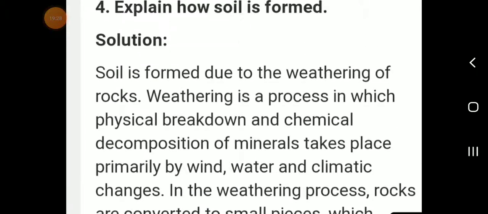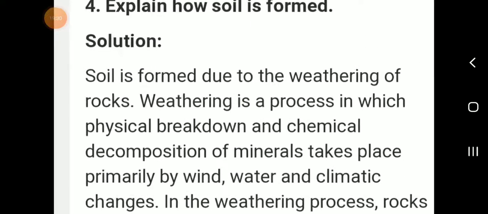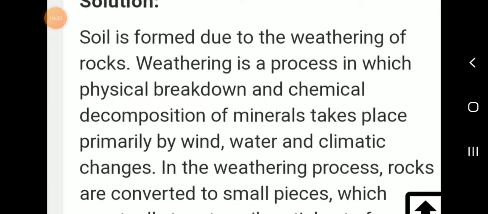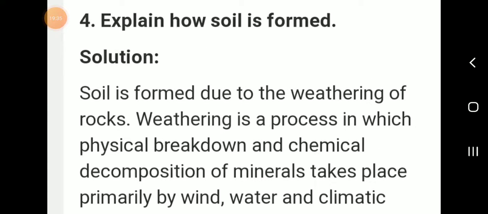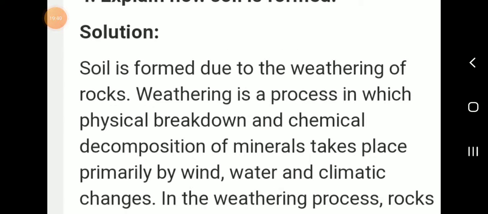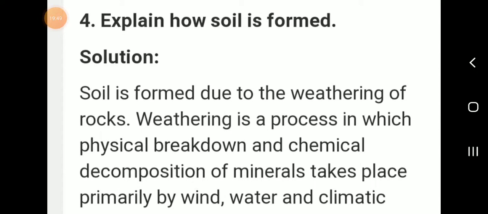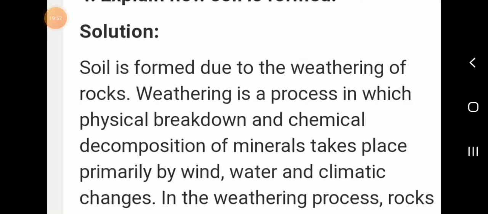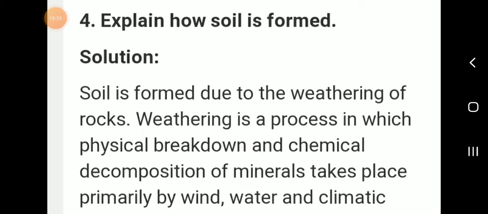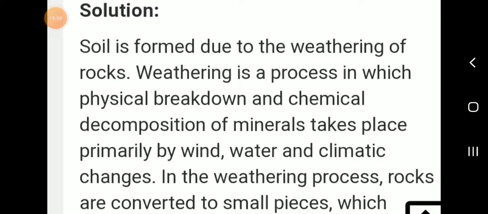Next question, students. Explain how soil is formed. Already I will explain, I will give the answer. Already I marked these answers, page number 97. Okay, explain how soil is formed.